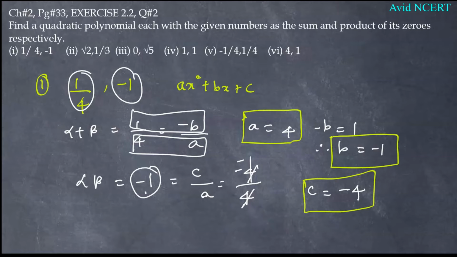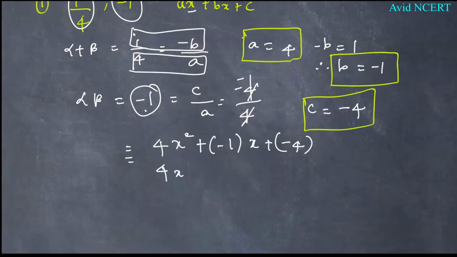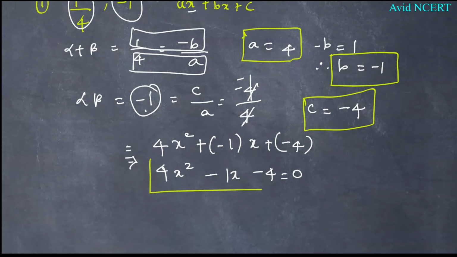So now we have found all the a, b and c values. Now substitute all the values in this equation. What is the a value? 4 and x square plus b value minus 1, which means minus 1 x plus c value minus 4. Now applying the signs, we get 4x square minus 1x minus 4. Always write the equation as equal to 0. So this is the quadratic polynomial of the first problem.